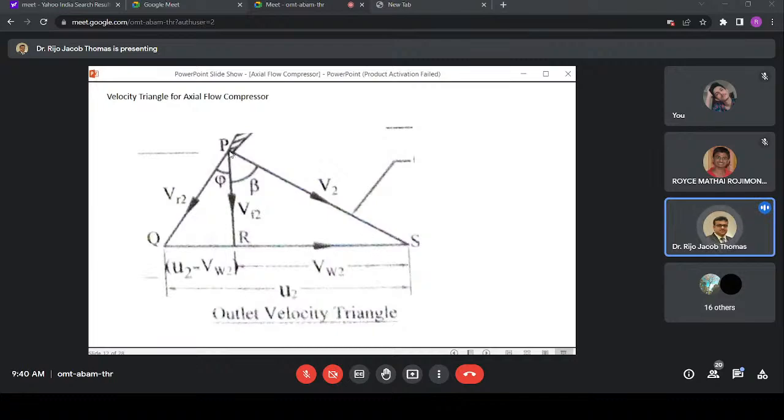So the actual absolute velocity is in this direction. That is v2, and v2 makes beta with the axis of the rotor. This v2, if you resolve into the flow component and whirl component, you will get this as vf2, and this part is vw2. Outlet velocity triangle.